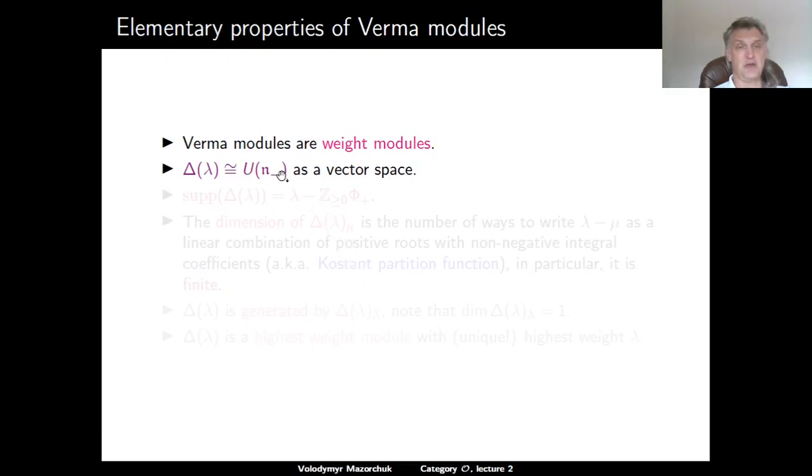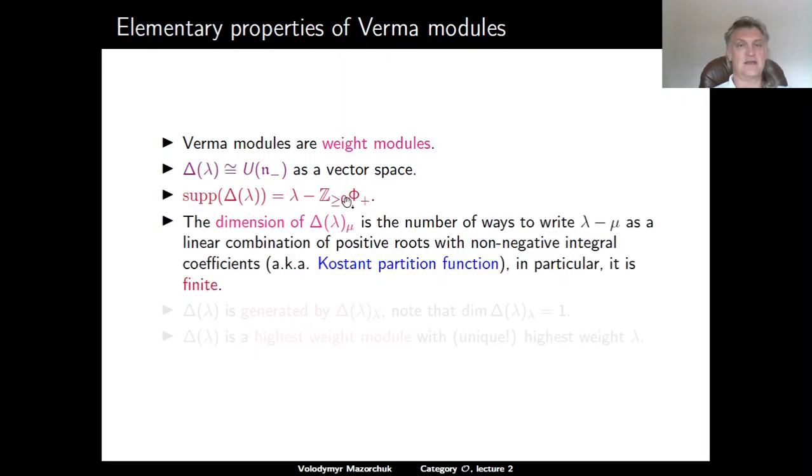And because the highest weight of Δ(λ) is the weight λ, the support of Δ(λ) consists of all vectors which can be obtained from λ by subtracting positive roots, alternatively by adding negative roots. Moreover, we can see that the dimension of the weight space μ in the module Δ(λ) equals the number of ways you can write the difference λ − μ as a linear combination of positive roots with non-negative integral coefficients. This is what is known as Kostant's partition function.